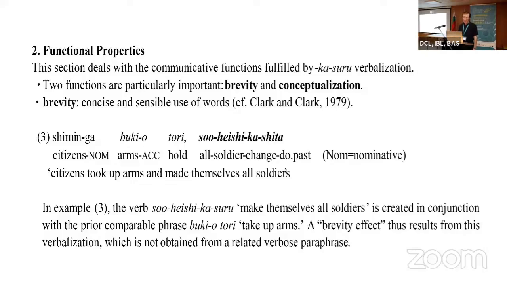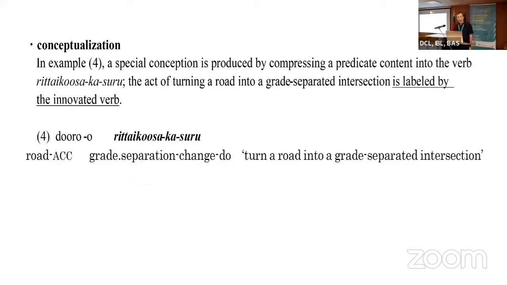In example 3, the verb 総兵士化する, make themselves all soldiers, is created in conjunction with the prior comparable phrase 武器を取り, take up arms. A brevity effect thus results from this verbalization, which is not obtained from a related verbose paraphrase. The second function is conceptualization. In example 4, a special conception is produced by compressing a predicate content into the verb 立体交差化する. The act of turning a road into a grade separated intersection is labeled by the innovated verb.